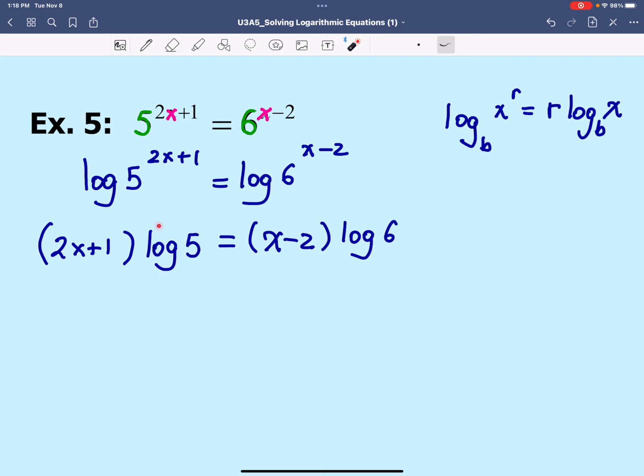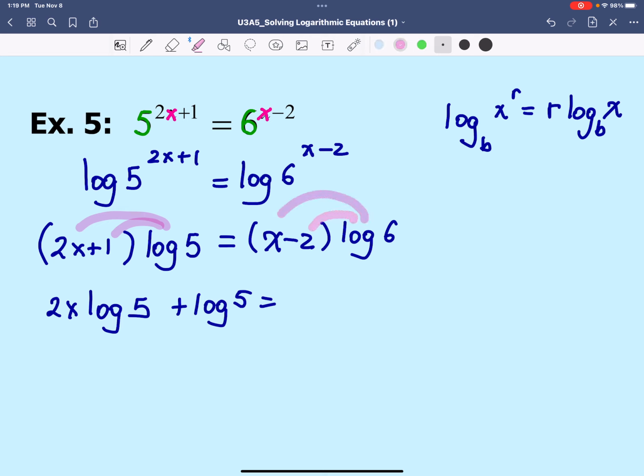So in order to access x inside the brackets, we'll expand. So what we have in here is 2x log 5. So that would be these terms together. And then we multiply log 5 by 1. That will give just log 5. And in the same way, we're going to multiply log 6 by x and by negative 2. So this would be x log 6 minus 2 log 6.